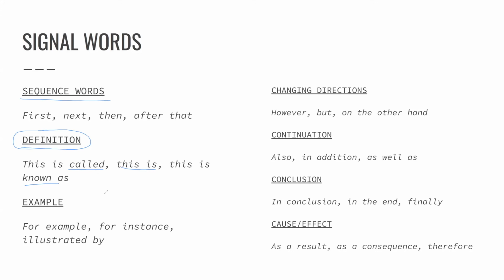I think most of you are probably familiar with the next one, examples. For example, for instance, illustrated by. Over on the right side, how we change directions: however, but, on the other hand. How we continue ideas, words like also, in addition. Conclusions: in conclusion, in the end, finally, right? Cause and effect: as a result, consequence, and therefore. So academic reading uses lots of these signals to help organize information. We need to be familiar with a lot of signal words to help us understand how text is put together.